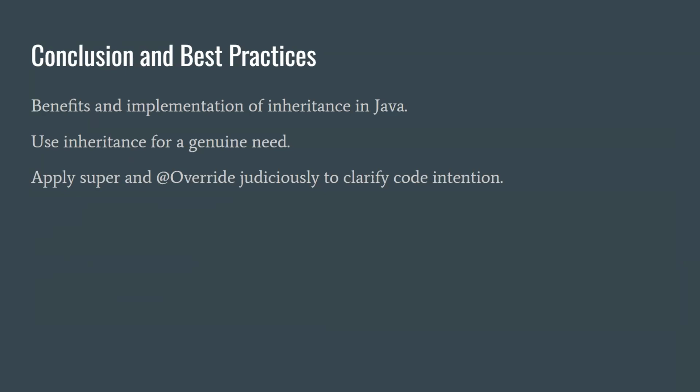And remember to use the super keyword to explicitly call superclass methods and constructors, and make sure you use the override annotation to indicate that a method is meant to override a method in the superclass. By having this, it makes your intentions clear to anyone reading your code, but also helps avoid any subtle bugs related to method signatures. Thank you, everyone.